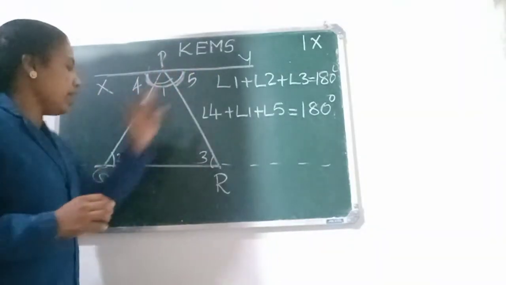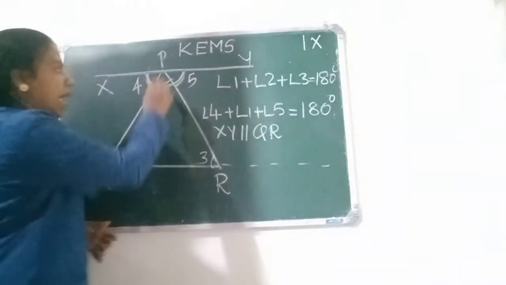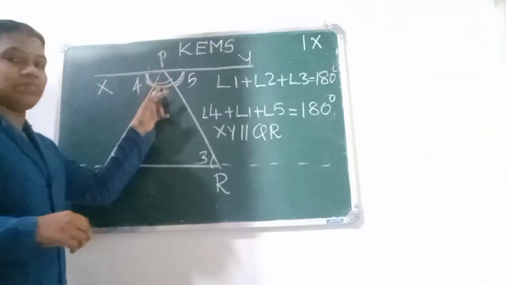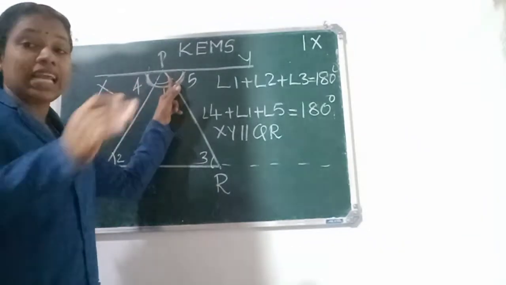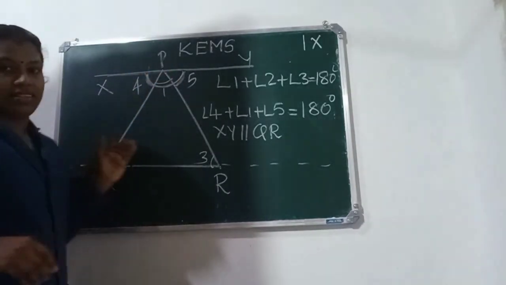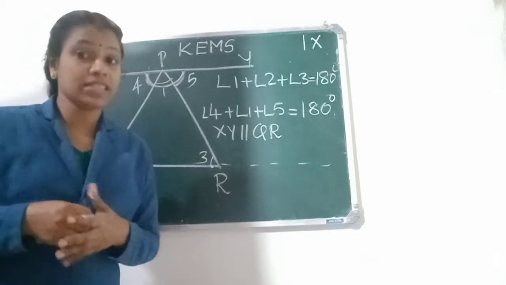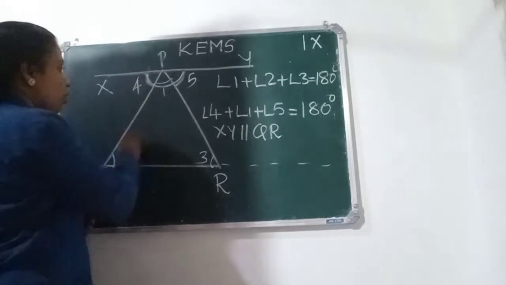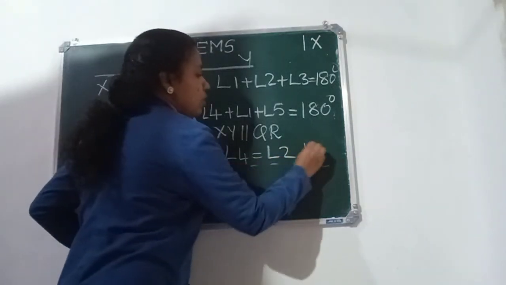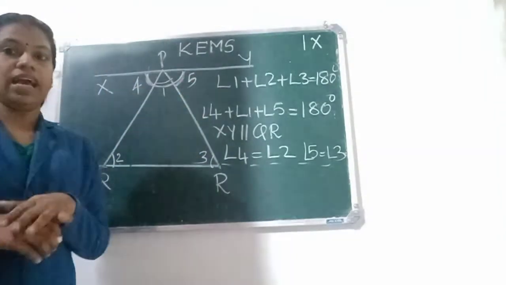Now, if the line XY is parallel to QR and PQ and PR are two transversals, then the alternate interior angles are equal. If two lines are parallel, then each pair of alternate interior angles is equal. According to the axiom, angle 4 equals angle 2, and angle 5 equals angle 3. Both pairs of angles are equal.